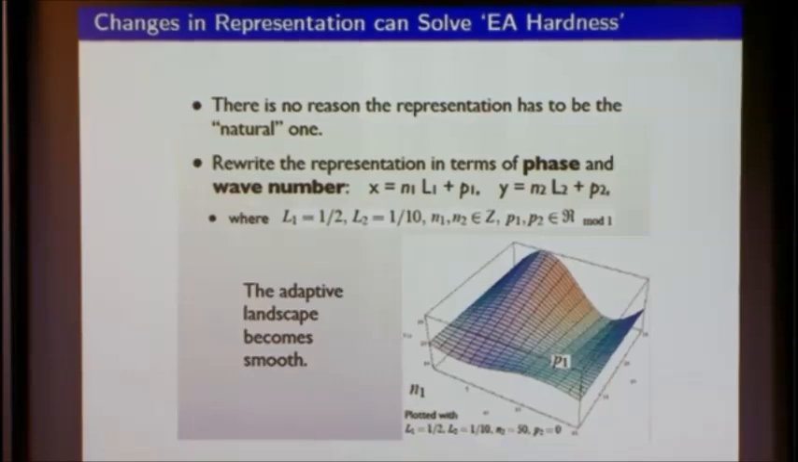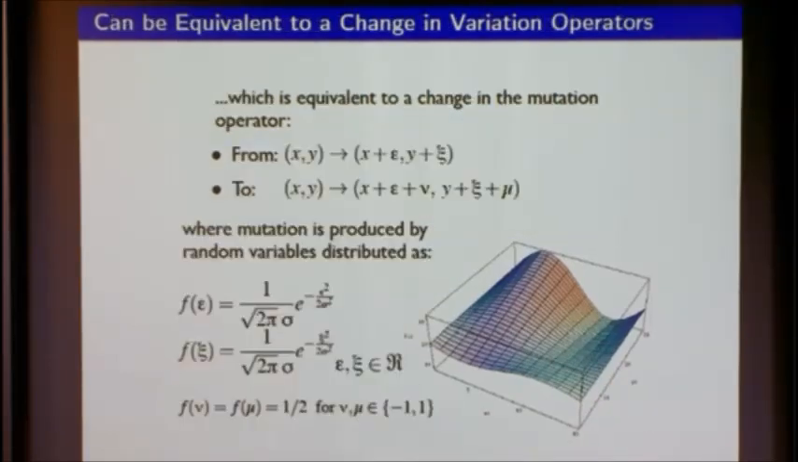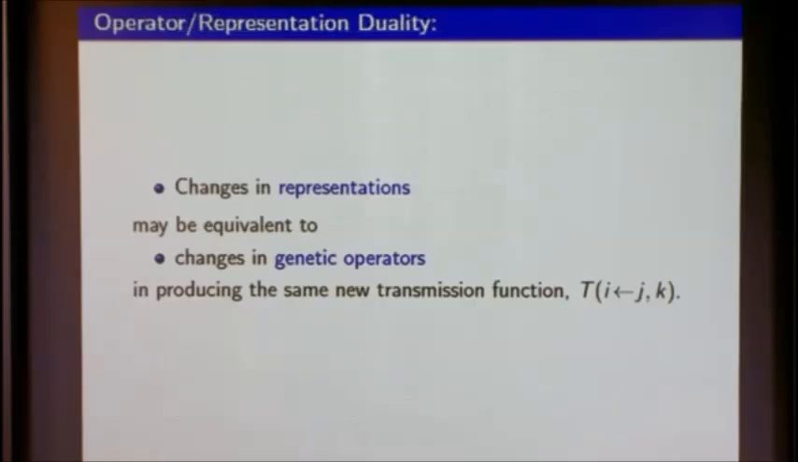Now, alternatively, that's equivalent to a change in the mutation operator, where instead of mutating it like this, you mutate it like this, where you have now a little epsilon and then a perturbation of the wave number. Similarly for the y value, that will produce the same landscape and also be easy to solve with a hill climber. So there's, in a sense, an operator representation duality. That changes in representations may be equivalent to changes in genetic operators in producing the same new transmission function, this probability that a j and a k produce an i.